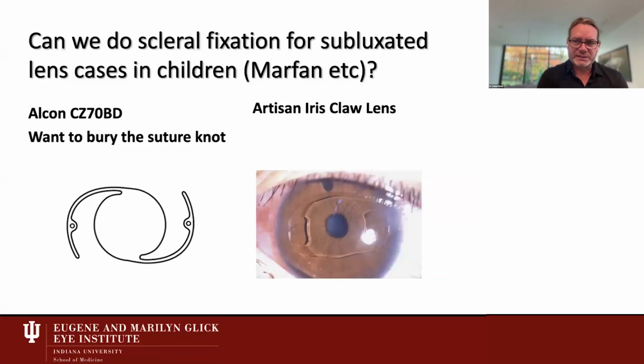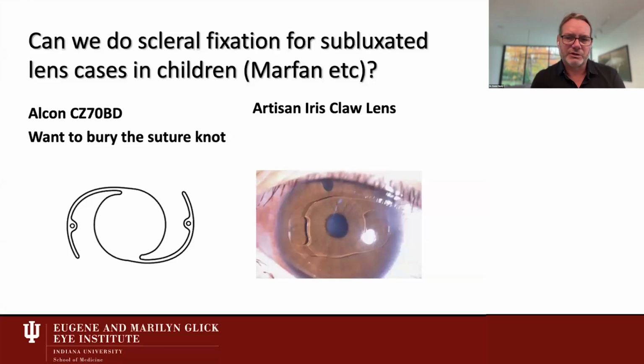I think I would be more hesitant to try that technique with a lens that didn't have the holes in the haptics, but I realize that sometimes those are not available. In more recent years, I've switched to the lens that you see on the right side, which is the Artisan Claw. I find that to be probably much preferable. Once in a while, we've had some issues with one of the haptics coming loose. It's relatively easy to reposition it.